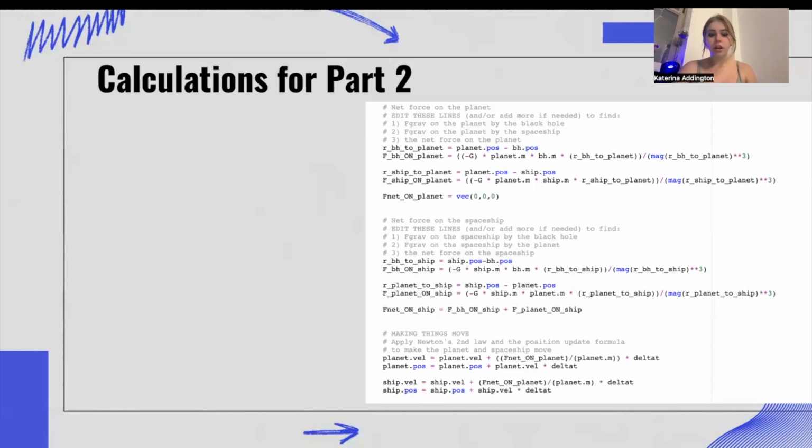So with the code, here we see the planet velocity. So the final velocity equals the initial velocity, plus the net force over the mass times the change in time. And then we can use a similar formula with Newton's second law to calculate the ship's velocity as well.